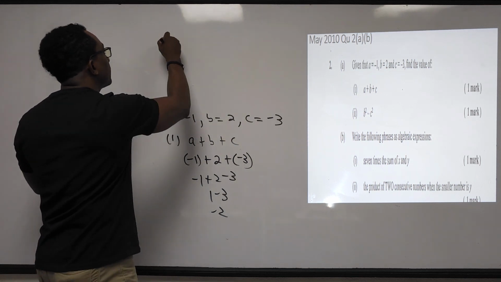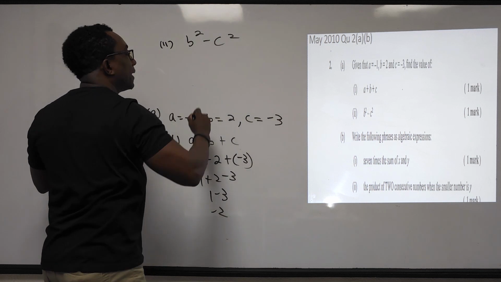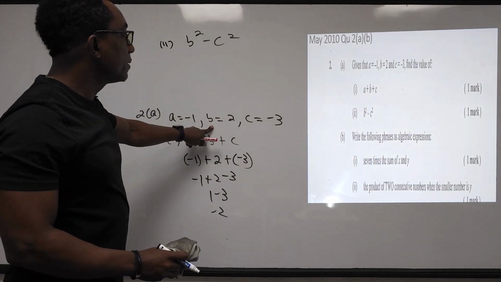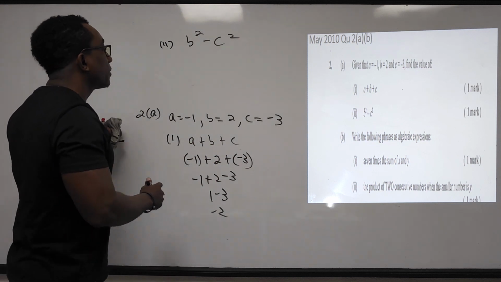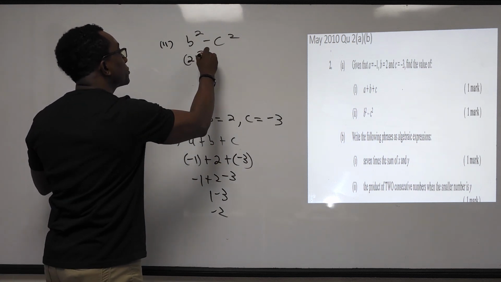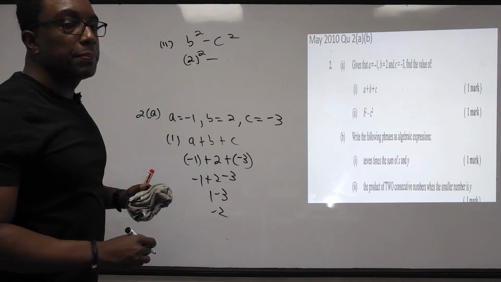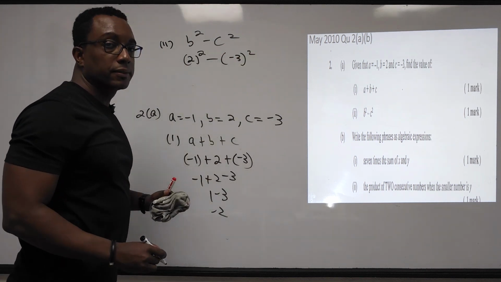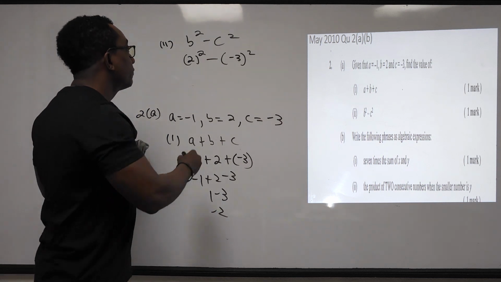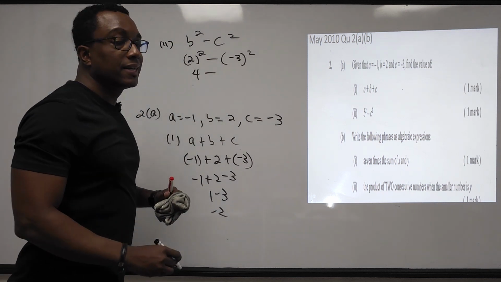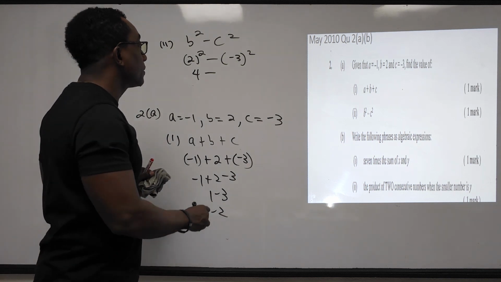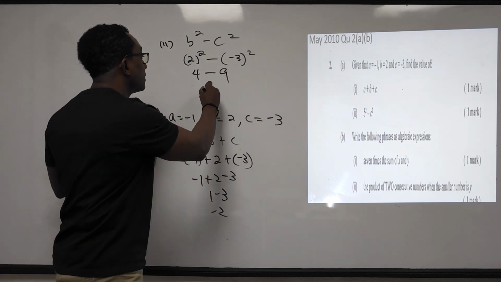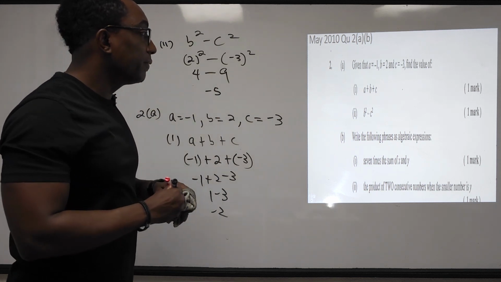Part 2, we have b squared minus c squared. So again, a is equal to negative 1, b is 2, c is negative 3. So I'm going to replace b with 2 in bracket squared, subtract. I'm going to replace c with negative 3 in bracket squared. We know 2 squared will give us 4, subtract negative 3 squared will give us positive 9, and 4 minus 9 will give us negative 5. That's the answer for that.